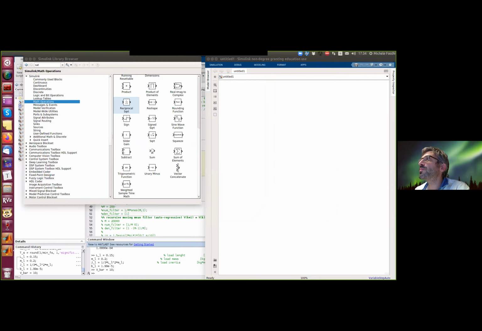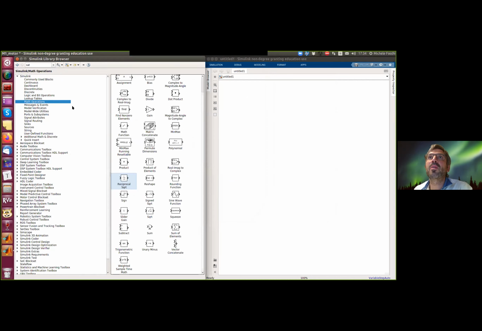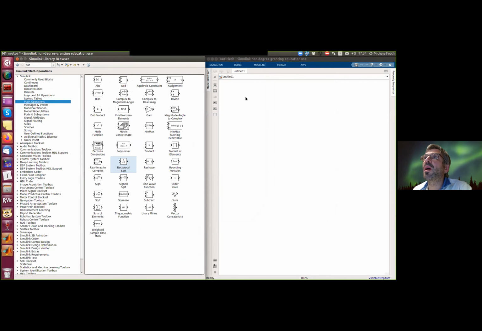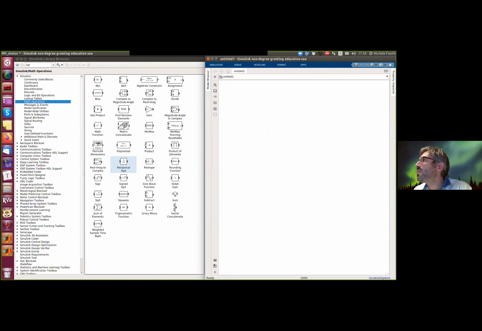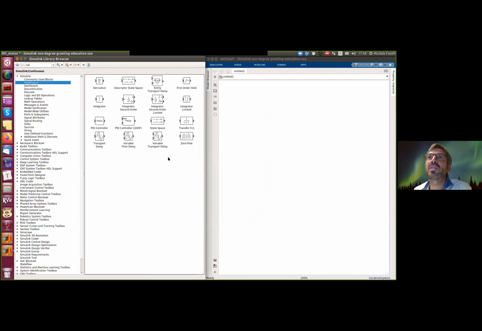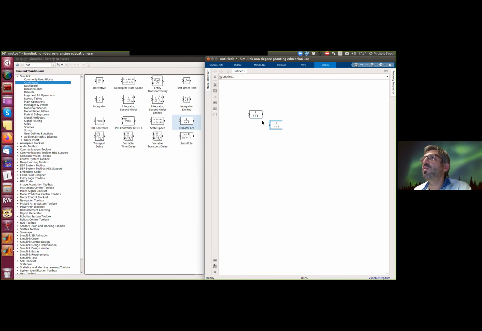So if we want to design this system, we have the library browser on the left, and our system on the right, an empty Simulink simulation that you create with new. And what we need is the transfer function block. That is a continuous transfer function, as you have in continuous. Then you need another one for the electrical, one for the mechanical dynamics.